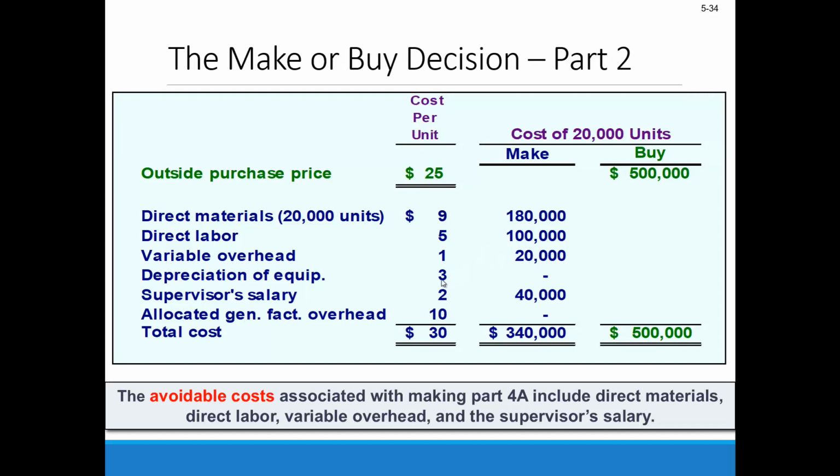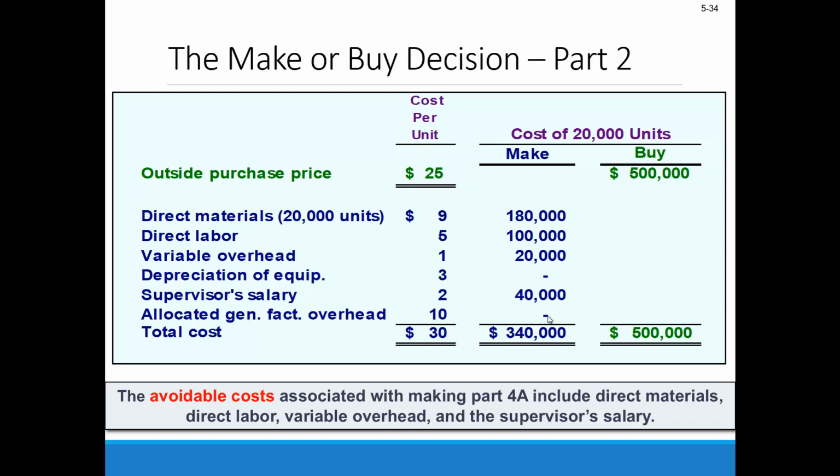The depreciation of that specialized equipment, though, is essentially a sunk cost. We're not getting rid of that in either scenario, so we can either include it in both sides, or just leave it out entirely. This isn't saying it's going away if we make it, it's saying it's no different whether we make or buy, just to be clear there. Supervisor's salary remains at $40,000 if we make it. If we buy it, though, that all goes away, of course. And then the allocated general factory overhead, similar to the depreciation, is incurred regardless. It's just going to be dumped on somebody else. So we could either include it on both sides, or leave it out entirely.